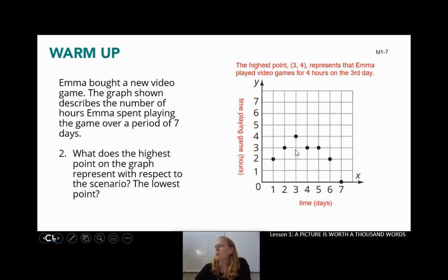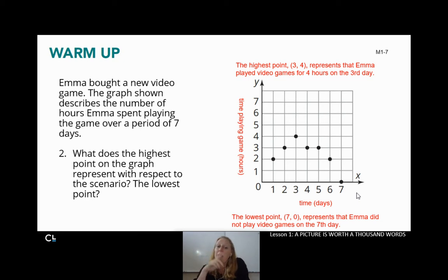Well, what about our lowest point? I don't know if you noticed the lowest point because there are a lot of points here. This is the lowest point. Look at that. Did you catch that point way down there on the 7th day? It looks like we had to go right 7 and we didn't go up at all. That's a 0. So the point is 7, 0. That's the lowest point, and it represents that Emma did not play video games on the 7th day. Maybe she got in trouble, or maybe her parents told her she couldn't play that day. I'm not sure, but we get the idea, right?